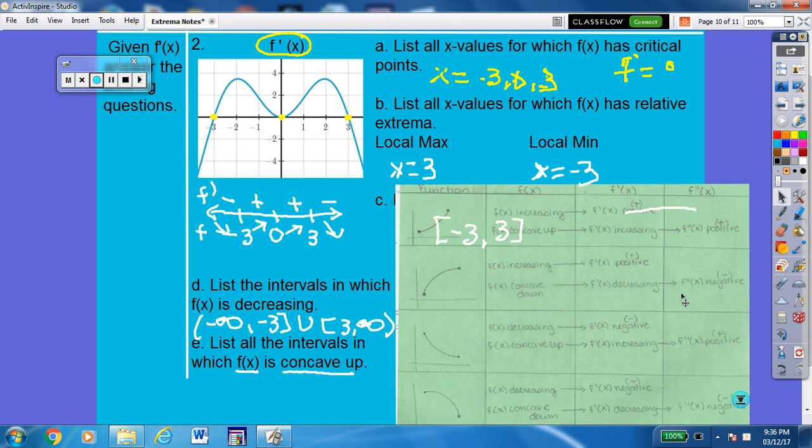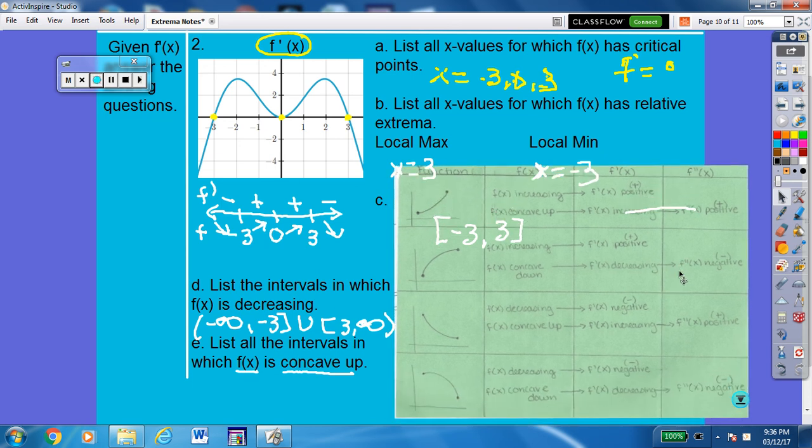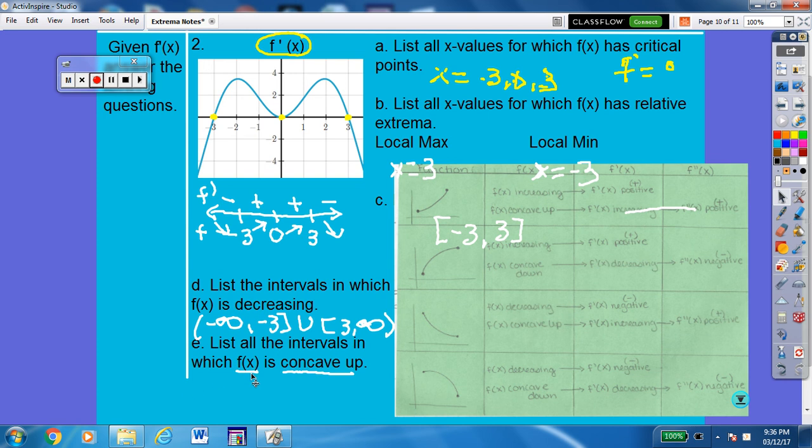It says list all the intervals where f of x is concave up. So what I normally do with this chart is start with f of x concave up. Here's an example where f of x is concave up. And because we are looking at the first derivative, I move over to the column and check what the first derivative is doing when f of x is concave up. Well, when f of x is concave up, the first derivative is increasing. So essentially what this is asking us is, where is the first derivative increasing? Now, I looked at the first derivative because that's the graph that was given.